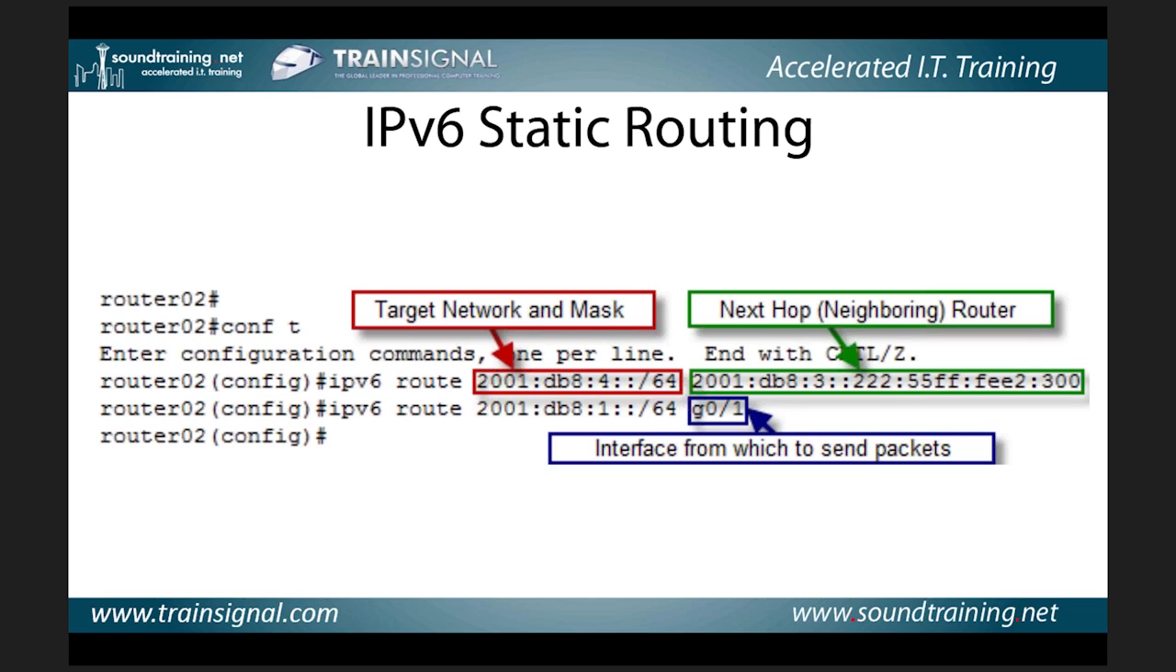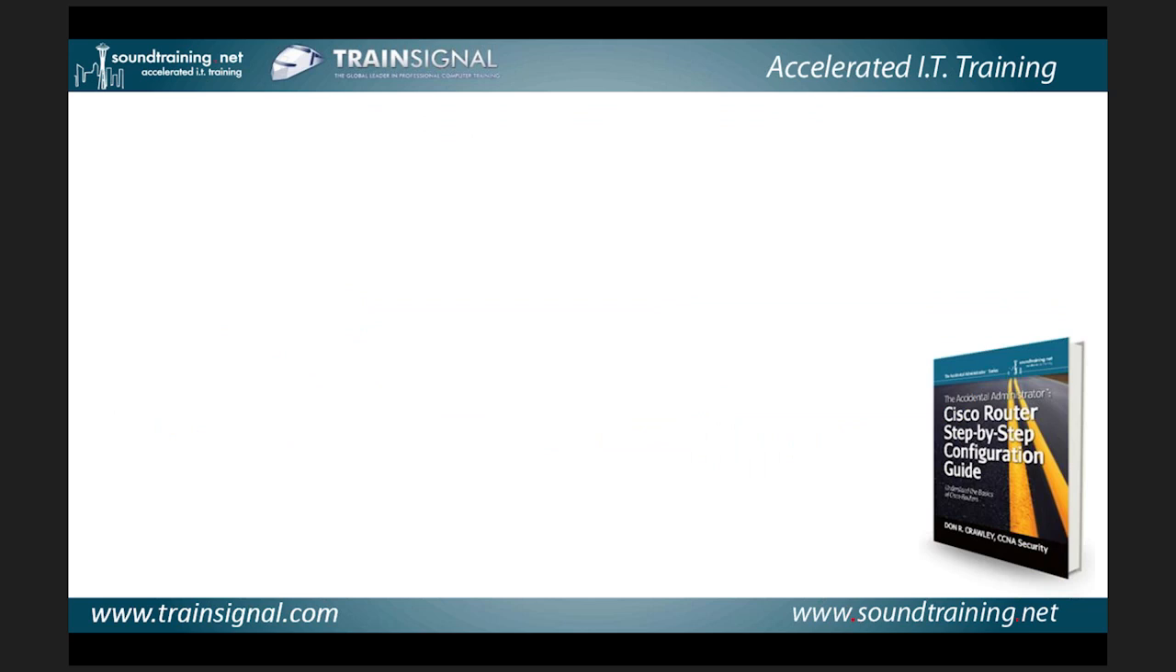So we specify either the next hop, our neighboring router, and its explicit IPv6 address, or as you can see in the next line, we can choose to specify the interface from which we want to send the packets. Now, generally that would only be done in a point-to-point configuration, but you can either specify the next hop, the neighboring router, or you can specify the interface from which you want to send the packets. Either one works. So let's go in and configure some static routes now so you can see how that's done.